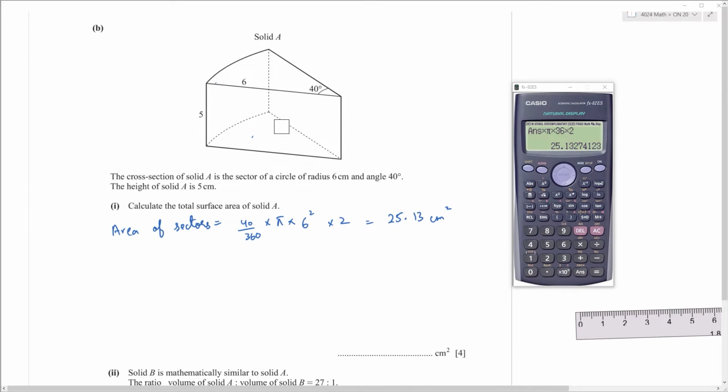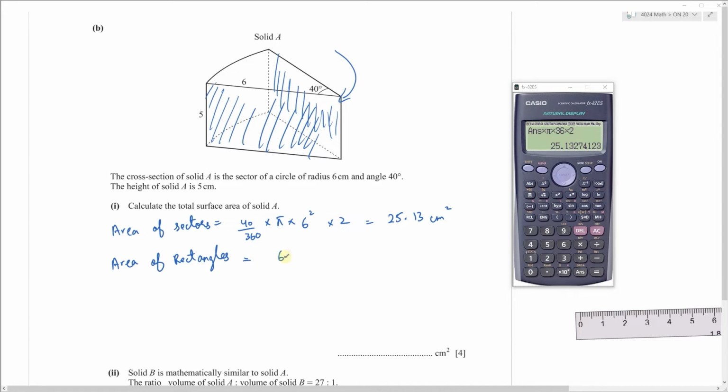Now let's look at this front, which is a rectangle, and then this back side as well, which is also a rectangle, and both have the same dimensions. 6 multiplied by 5 will be the area of this rectangle. So let's call it the area of rectangles: 6 multiplied by 5, and then multiplied by 2 because there are two rectangles. So this will be 30, and then 60 centimeters squared.